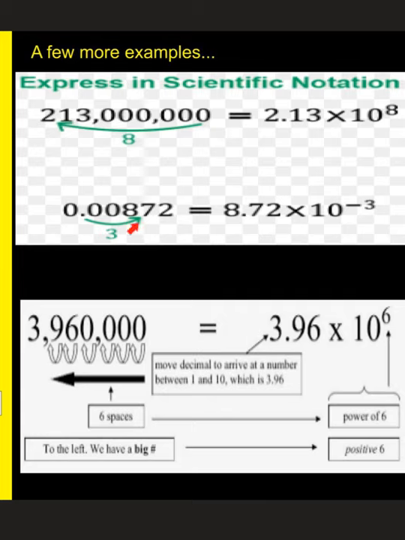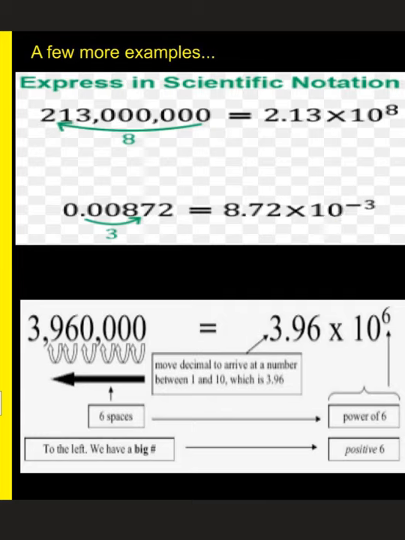This number, well, this number is a small number. When it's 0 point something, you'll have a negative exponent. Now we're going to move it between the 8 and the 7, so we have one non-zero digit before the decimal. If we do that, we move it 3 times, giving you an exponent of negative 3.